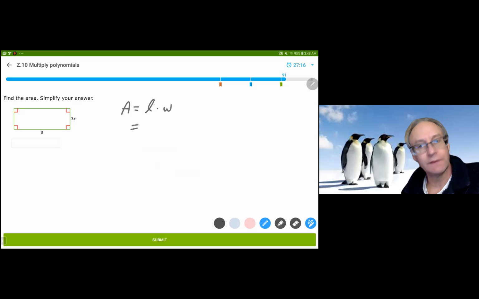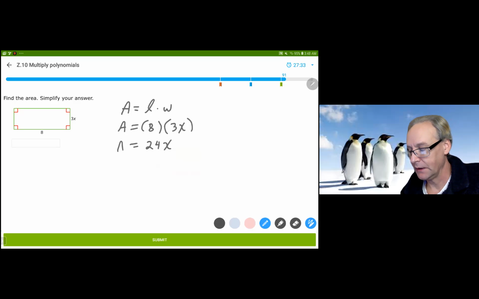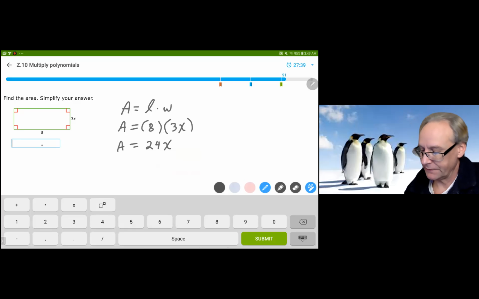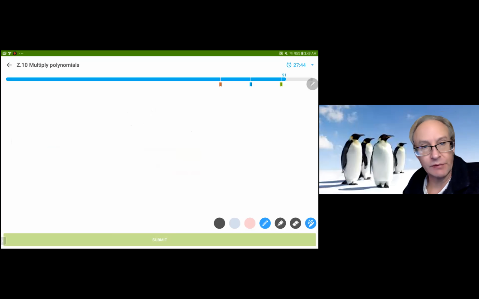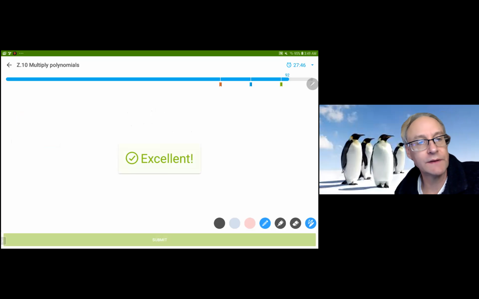And then we substitute. The length is 8, and I like to substitute inside parentheses. And then we simplify, and that's going to be 24x, isn't it? Now, if they had given me an area value instead of just an area, I would have been able to solve this as the last step. Anyway, it's just 24x. I'm sure most of you are aware that you just multiply the length times the width to get the area.